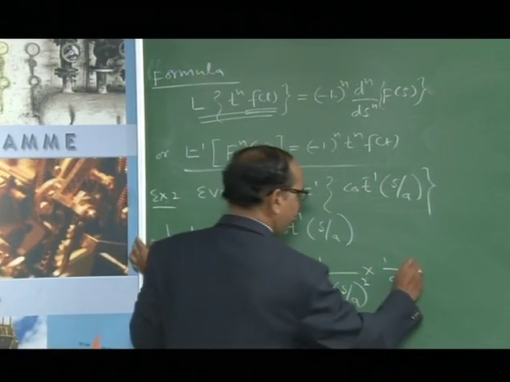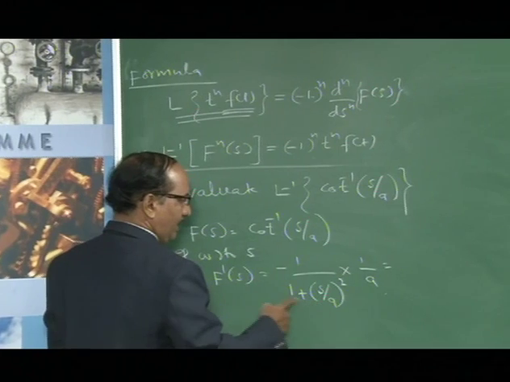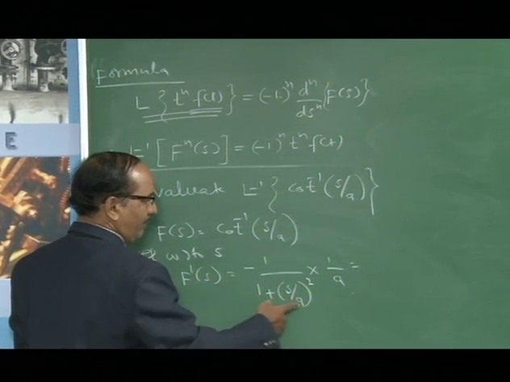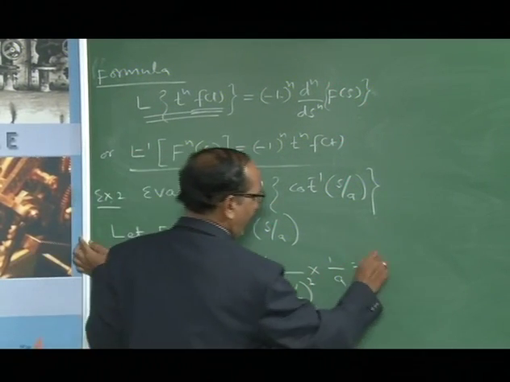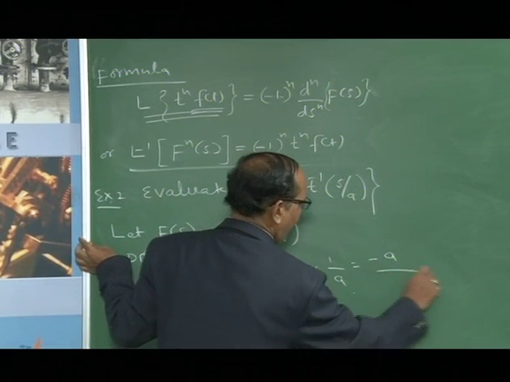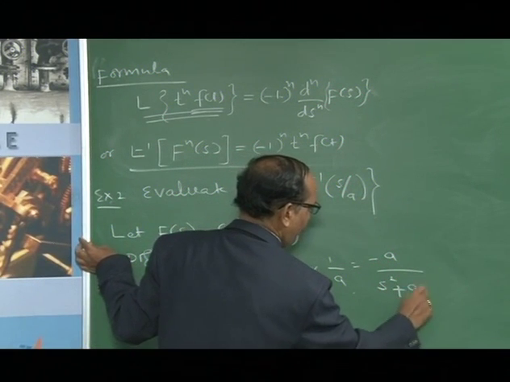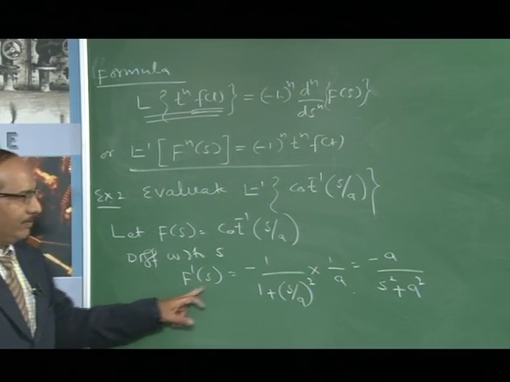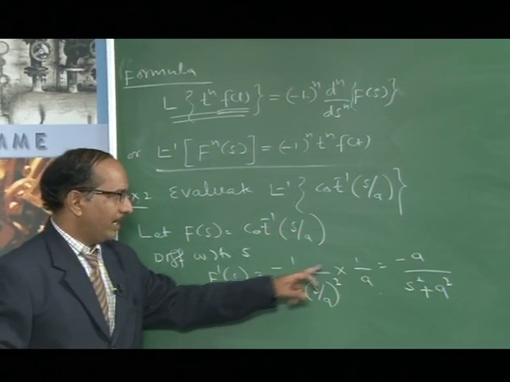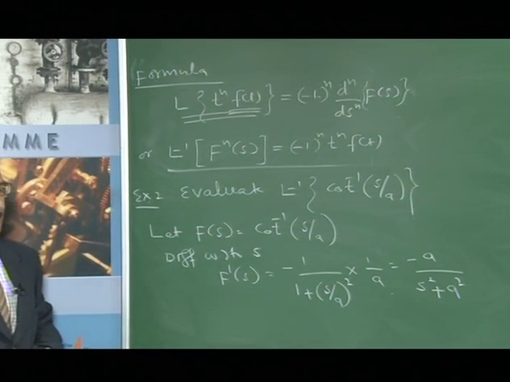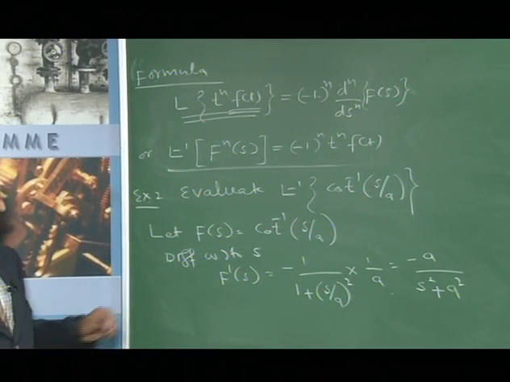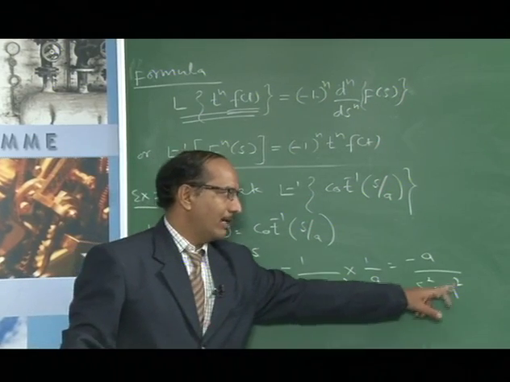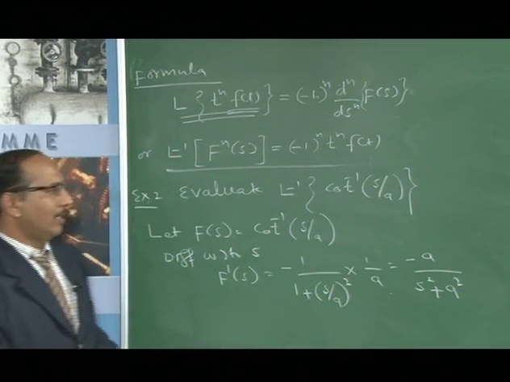Simplifying this, in the denominator s square plus a square comes in the numerator, finally it is a divided by s square plus a square. So, f dash s after the first derivative is minus a divided by s square plus a square. Now, at this moment you check whether the inverse is available after the first derivative or not.